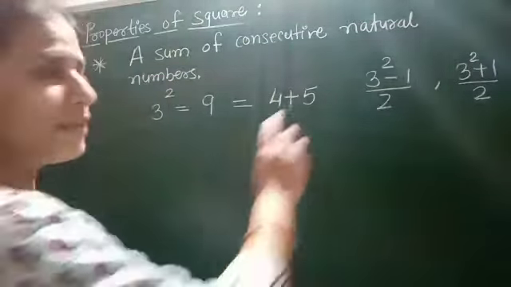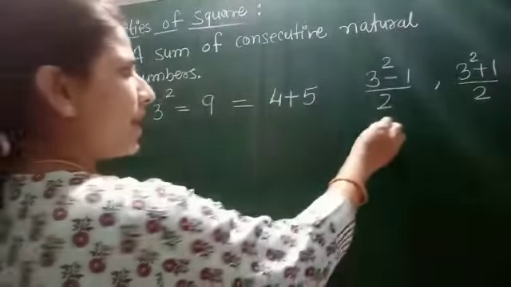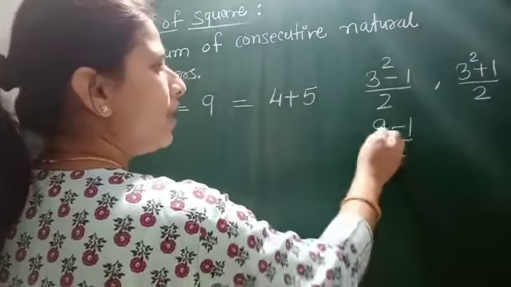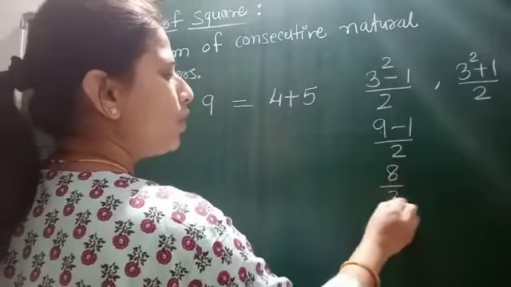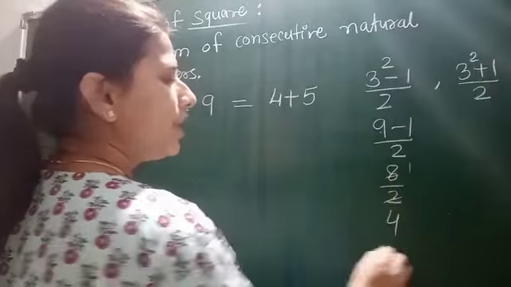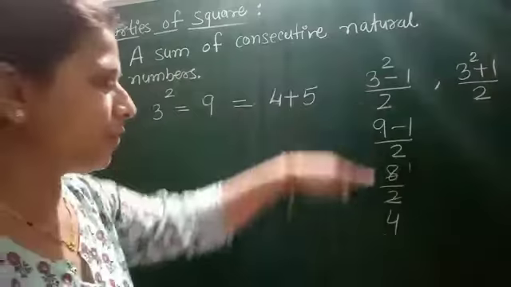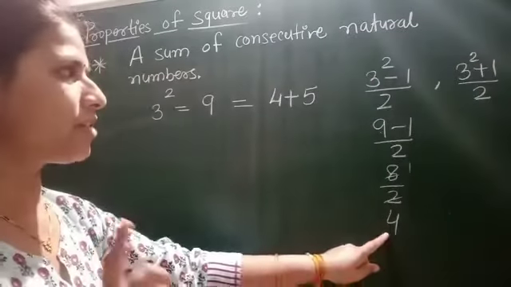Let's solve this. 3 square means 9, minus 1 upon 2. 9 minus 1 means 8 upon 2, and when you cancel this out, you will get 4. Okay student? Now you can easily find the first natural number.